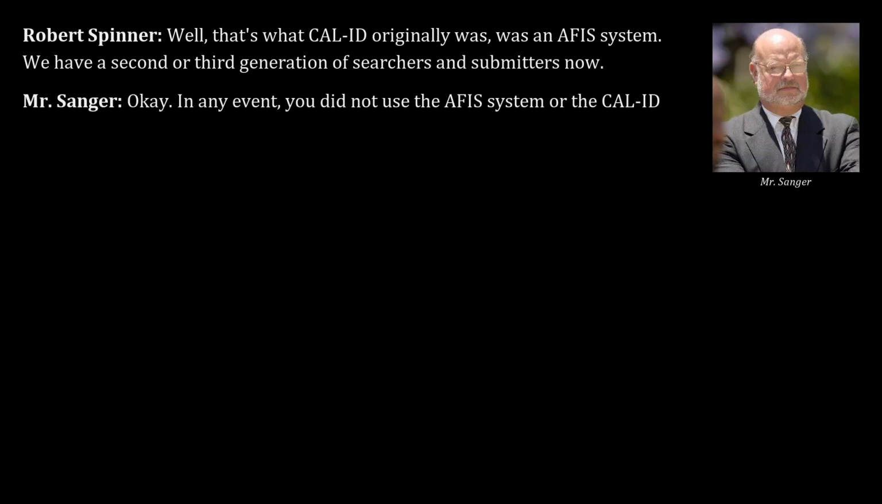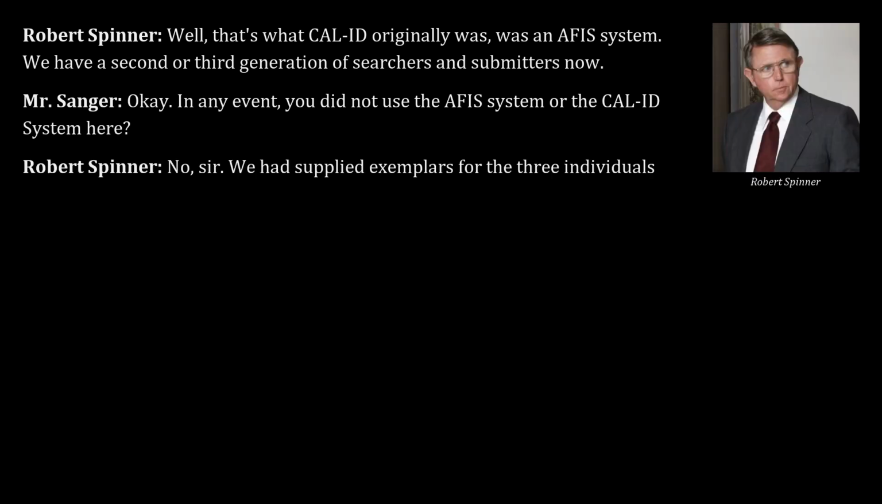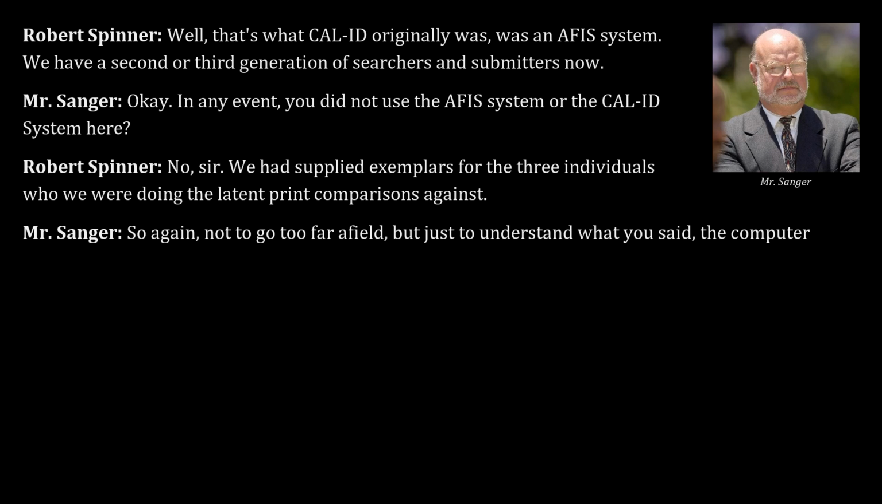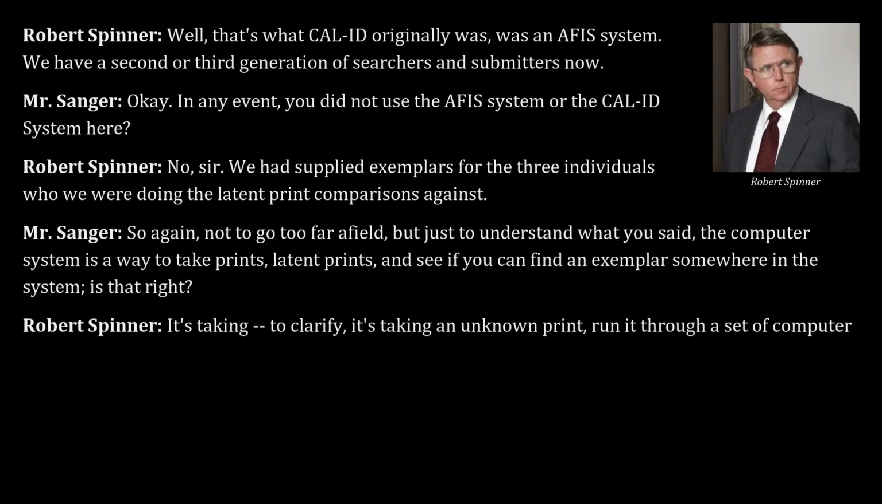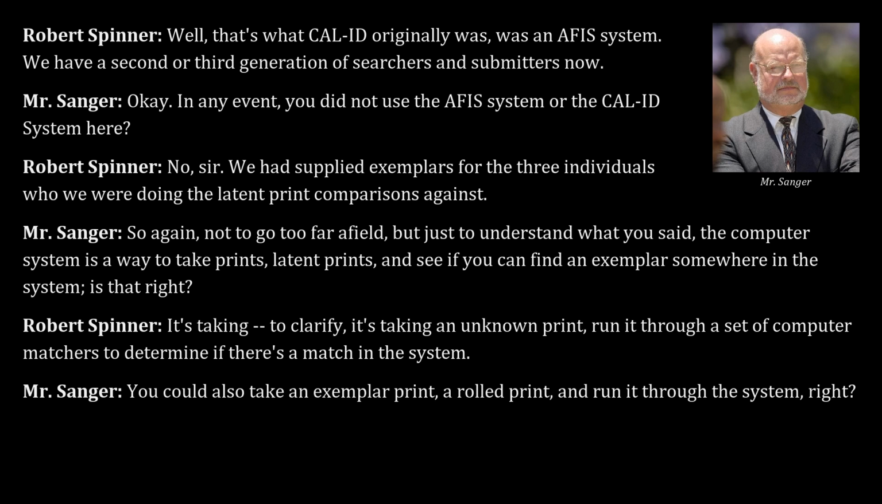Okay, in any event, you did not use the AFIS system or the Cal ID system here? No, sir. We had supplied exemplars for the 3 individuals who we were doing the latent print comparisons against. So again, not to go too far afield, but just to understand what you said, the computer system is a way to take latent prints and see if you can find an exemplar somewhere in the system. Is that right? To clarify, it's taking an unknown print, running it through a set of computer matchers to determine if there's a match in the system. You could also take an exemplar print, a rolled print, and run it through the system, right?